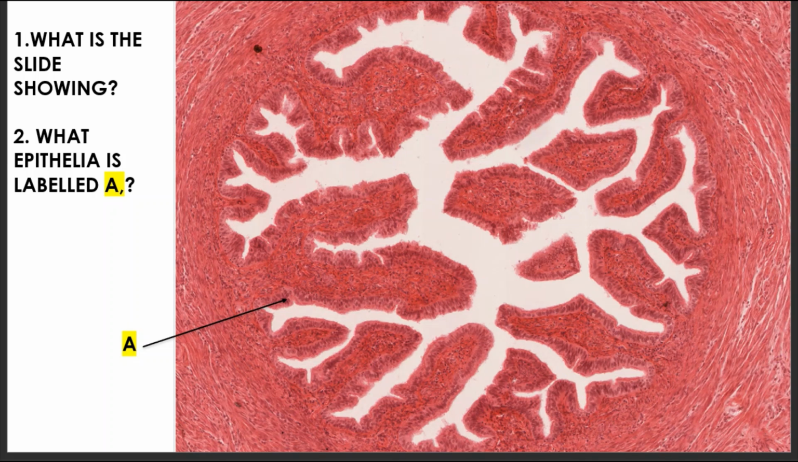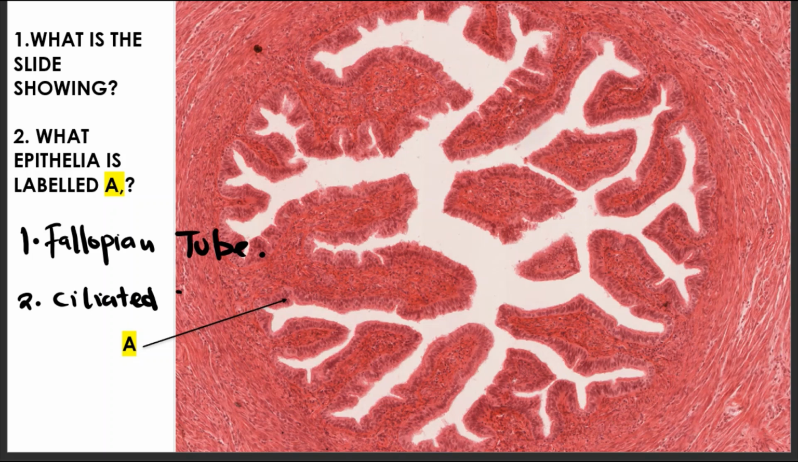What is this slide showing? This slide is showing the fallopian tube. The part labeled A, what epithelia surrounds it? In the fallopian tube, we find simple columnar ciliated epithelia.